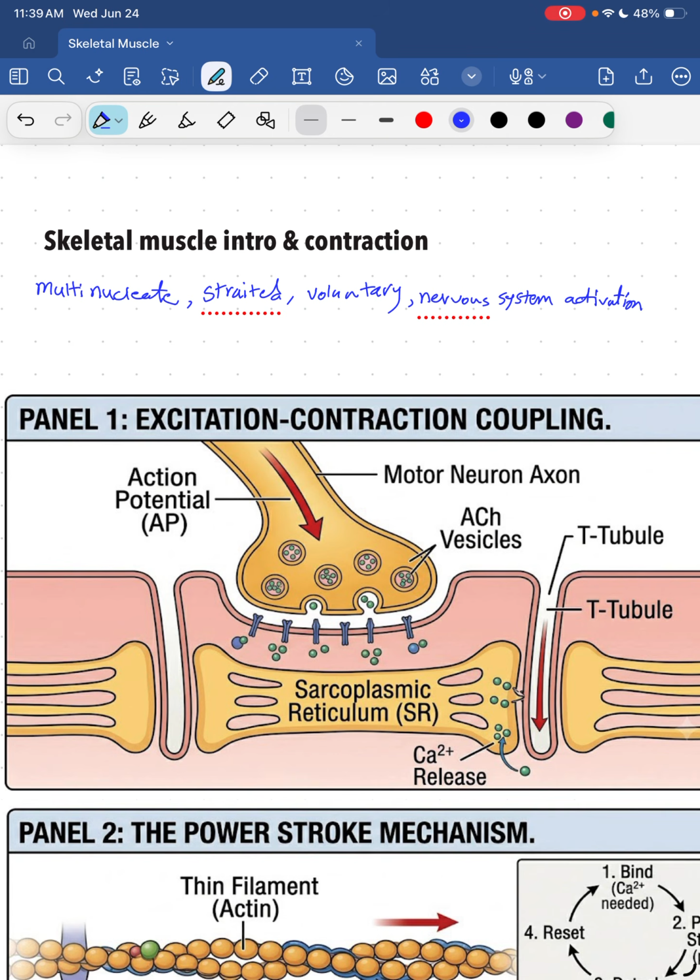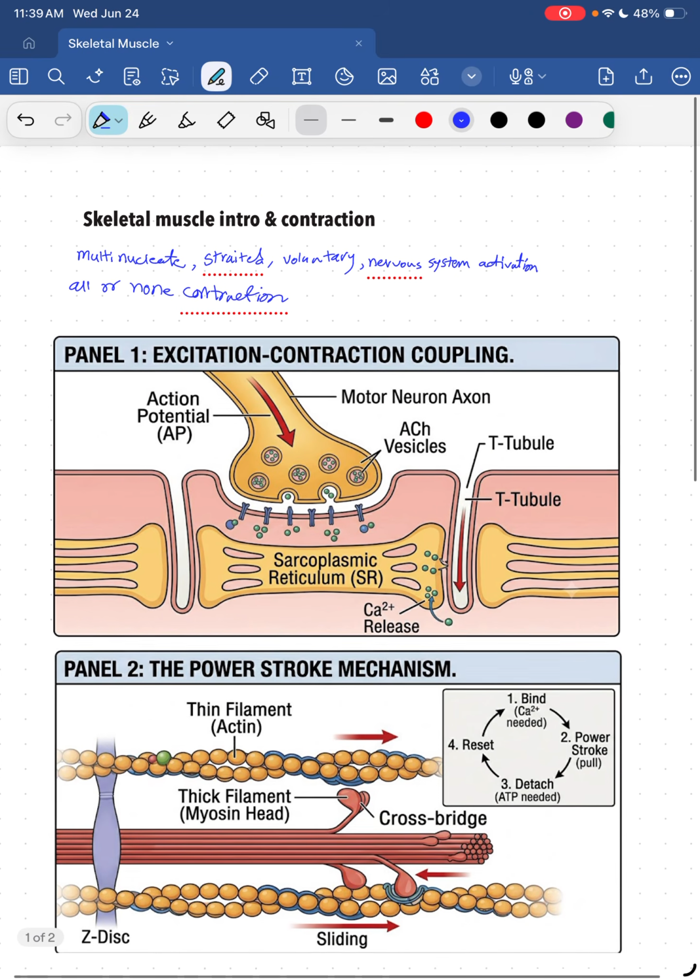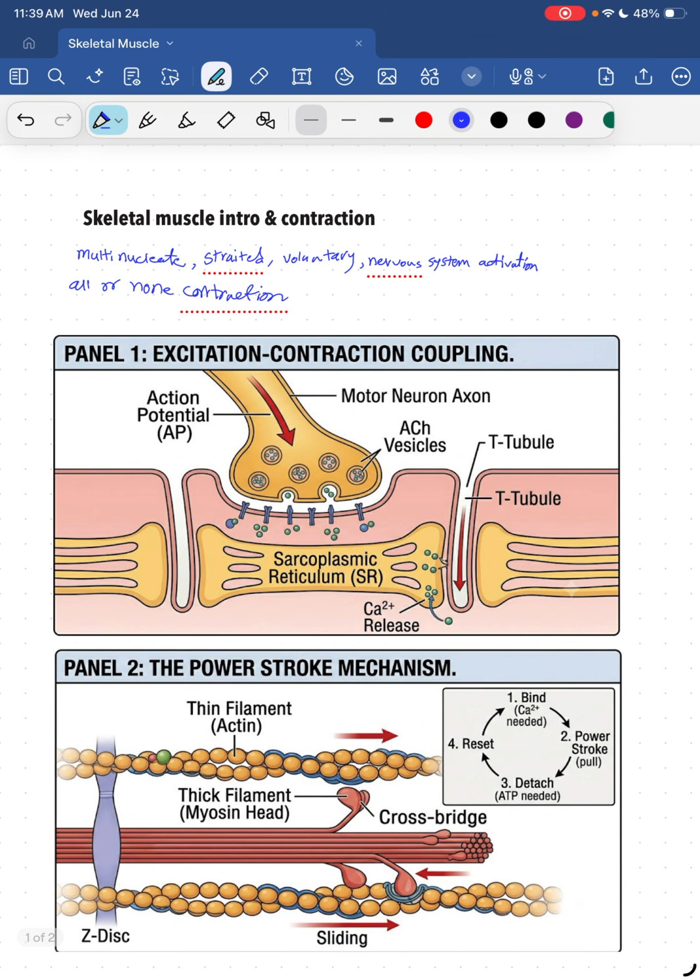And one more thing that I want to add is that it is an all or none contraction. So we're going to write that down. I apologize for my bad handwriting. So what I mean by that is when you release these neurotransmitters, you can't just partially release some and halfway contract your muscles. When you move your voluntary muscles, you actually have to contract all or none. You either move or you don't. You don't half contract or anything like that.